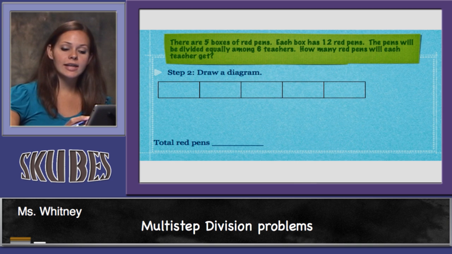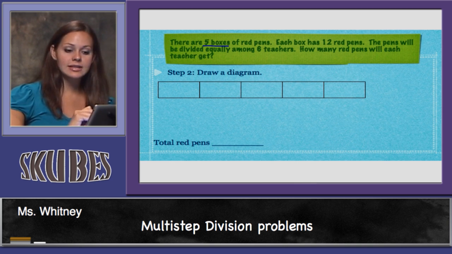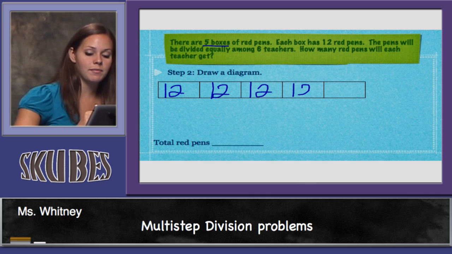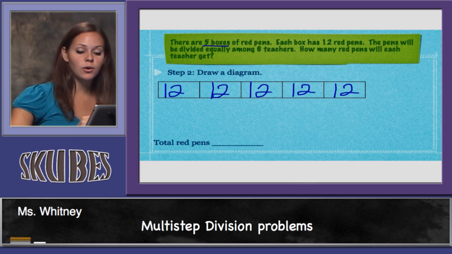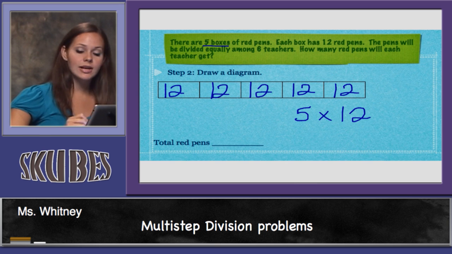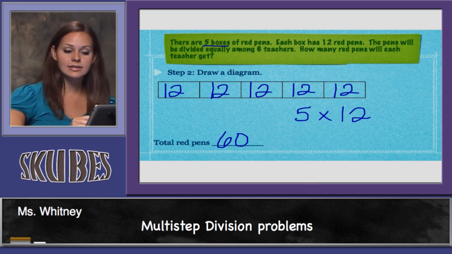Now I'm going to draw a diagram. I know there are 5 boxes of red pens, and each box has 12 red pens. So my first box has 12 red pens. My next box, all 5 of my boxes have red pens. So I need to know how many total red pens. I have 5 boxes of 12, and 5 times 12 is equal to 60 total red pens.